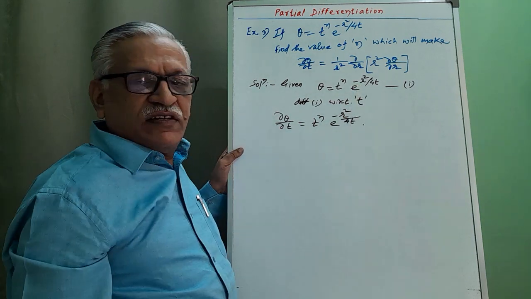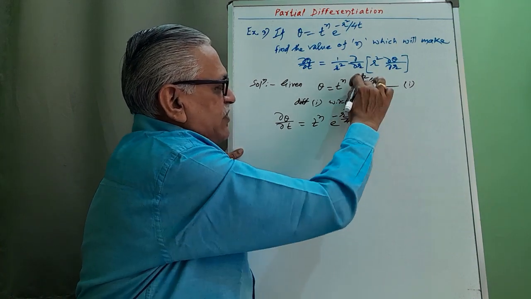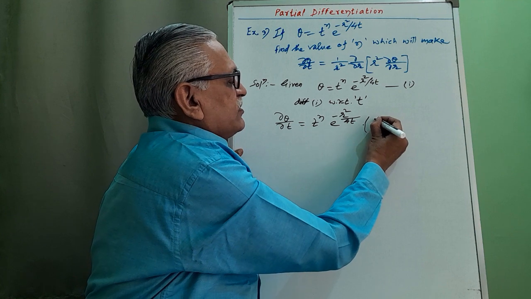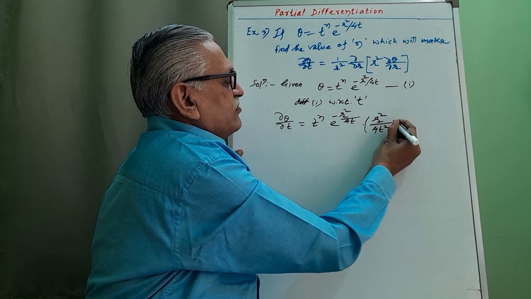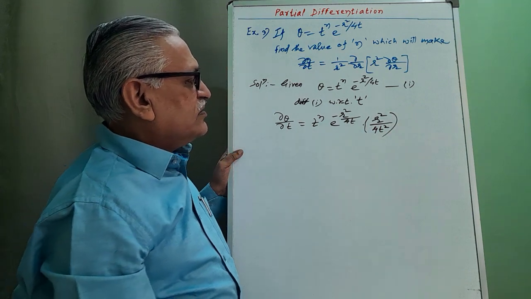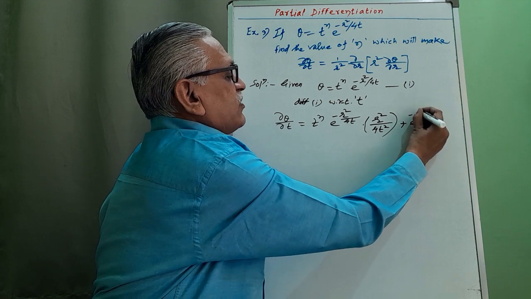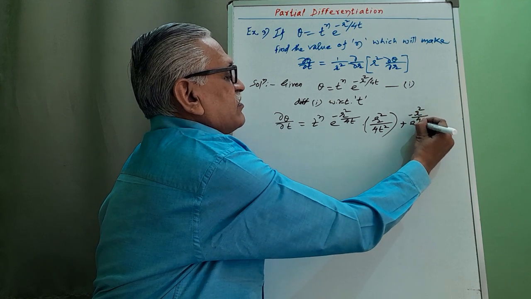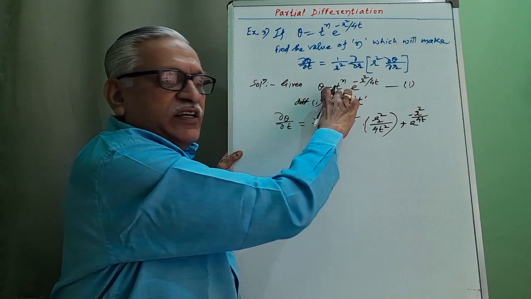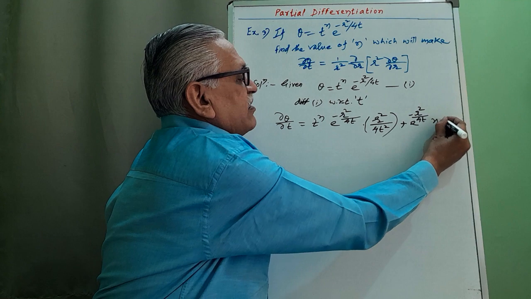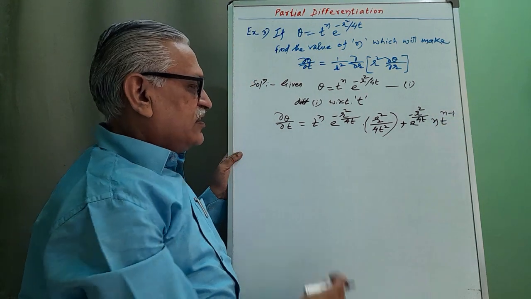Differentiation of 1 by t is minus 1 by t square, and therefore it becomes that minus and this minus, it becomes plus r square divided by 4t square, plus second term e raised to minus r square by 4t, and differentiation of this term with respect to t is n t raised to n minus 1, standard result.